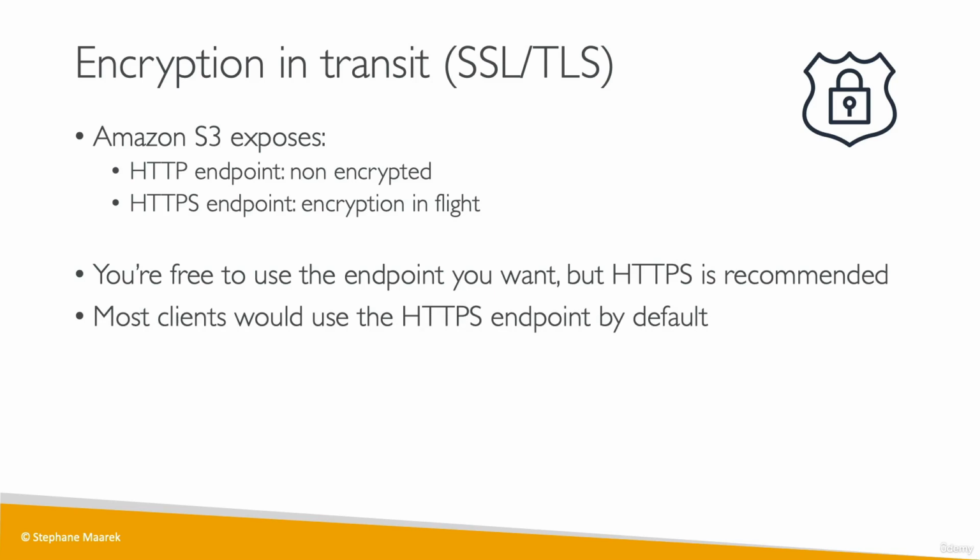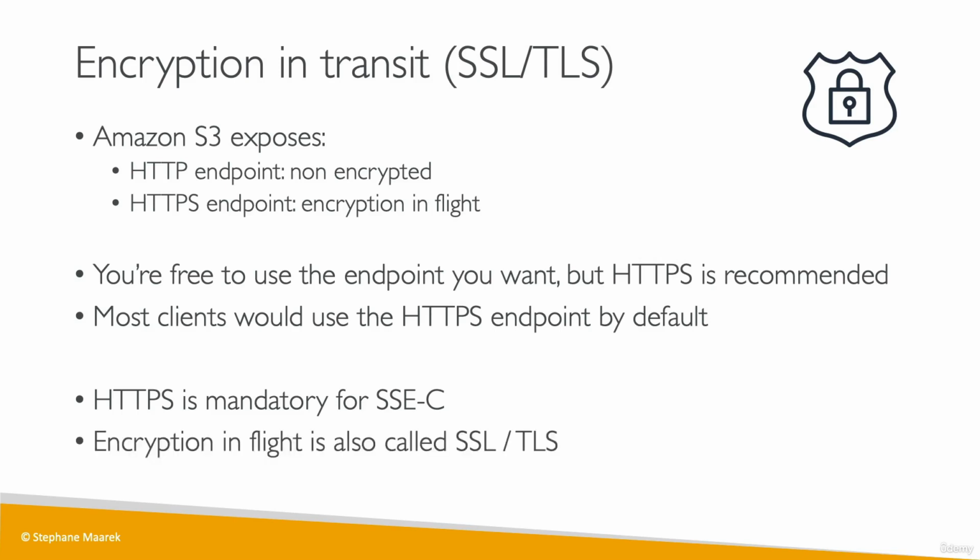And so if you're using HTTPS, that means that the data transfer between your client and Amazon S3 is going to be fully encrypted, and that's what's called encryption in transit. And one thing to know is that in case you're using SSE-C, so server-side encryption where the key is provided by your client, then HTTPS is mandatory. Also, encryption in flight is also called SSL/TLS because it uses SSL and TLS certificates. So let's go into the hands-on to see how encryption works now.